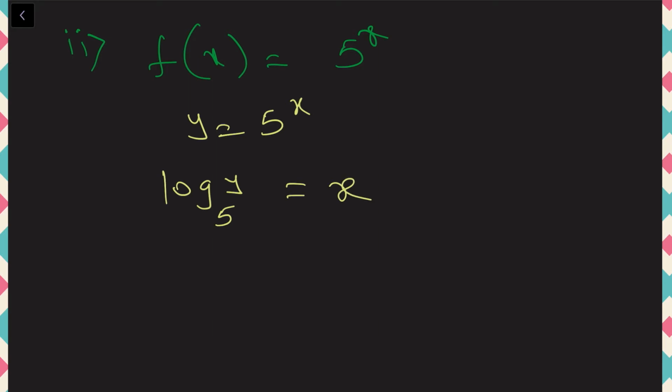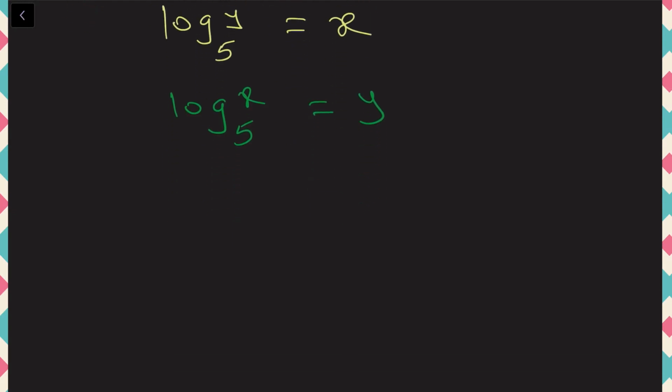Now the next step is replacing the x and y. Log x base 5 is equals to y. Replace y with f inverse x. So inverse of the given function is log x base 5.